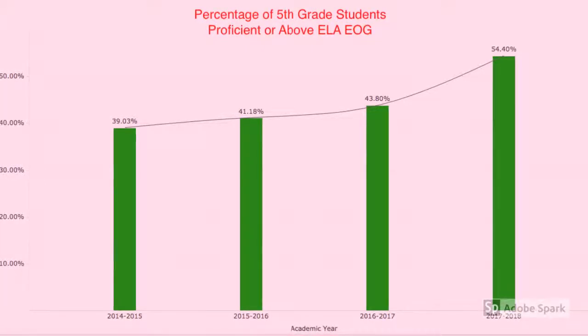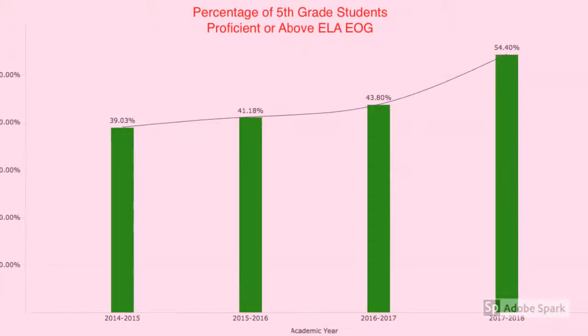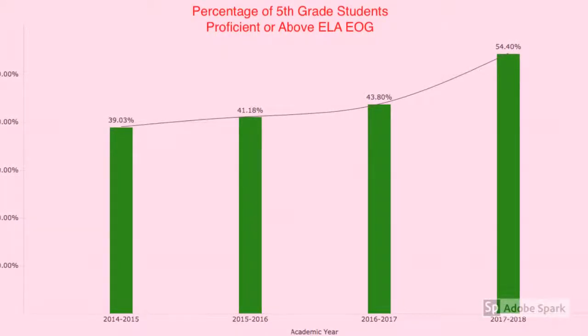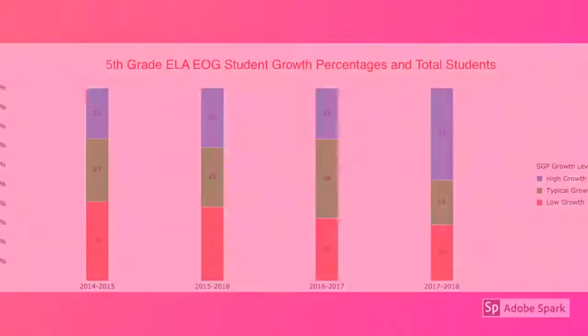This graph shows the percent of students at or above the proficiency level on the end of grade ELA assessment, where we are proud of the increase from 39.03% in 2014-15 to 54.40% in 2017-18. We cannot forget the inverse of that: there are still nearly half of our students who need to improve.